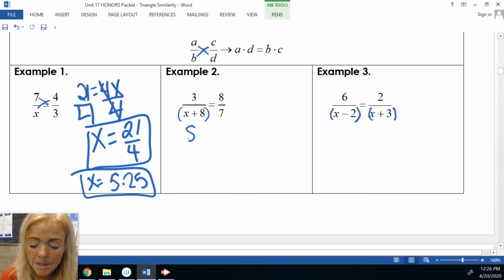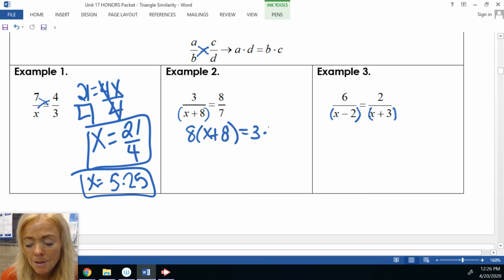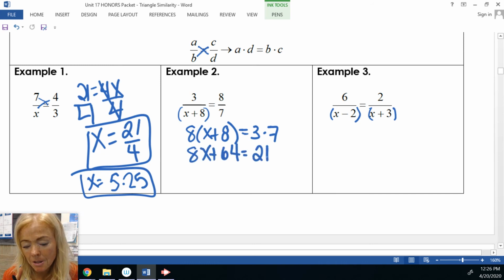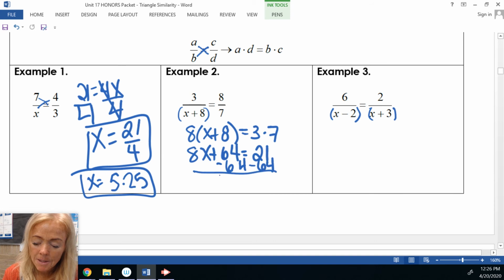So what that means is 8 times (x plus 8) is equal to 3 times 7. When you multiply those, make sure that you multiply 8 by both x and by 8, which makes 8x plus 64 is equal to 21. So be careful with that. That's one of the most common mistakes. And then subtract 64 from both sides, and we get 8x is equal to negative 43.